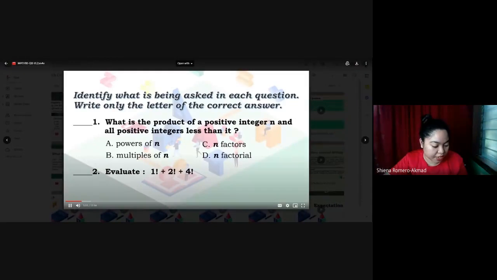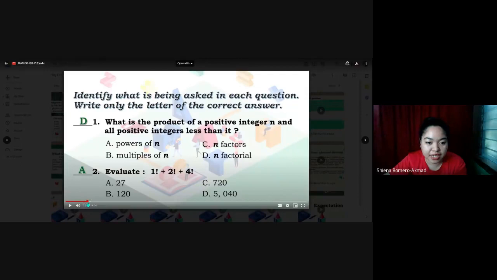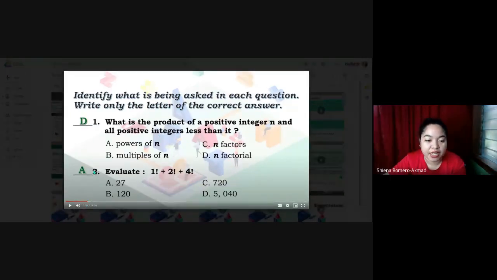Number 2. Evaluate 1 factorial plus 2 factorial plus 4 factorial. A, 27. B, 120. C, 700. And the answer here is, for number 1, letter D, n factorial. And for number 2, that's letter A, 27, because 1 factorial is 1, 2 factorial is 2, while 4 factorial is 24. So 1 plus 2 is 3, plus 24 is 27.